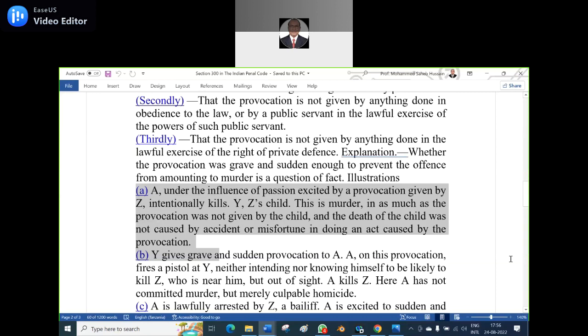Can you keep the father in prison if the father's son committed a murder? Answer? No, sir. In criminal law, there is no vicarious liability. In civil law, there is vicarious liability, but in criminal law, there is no vicarious liability.